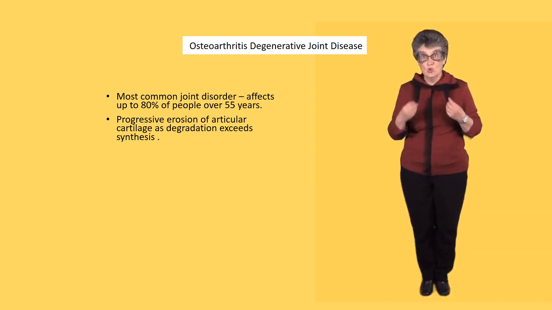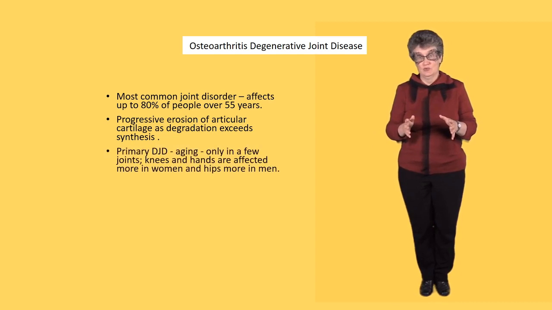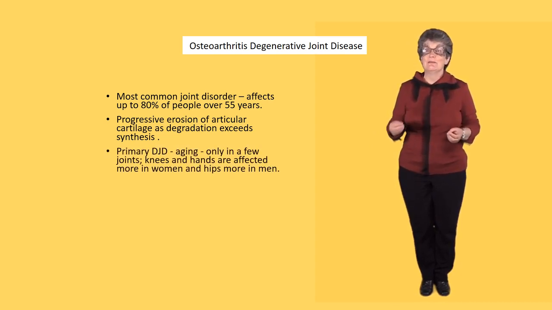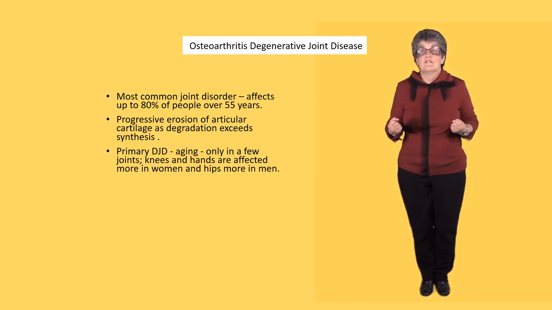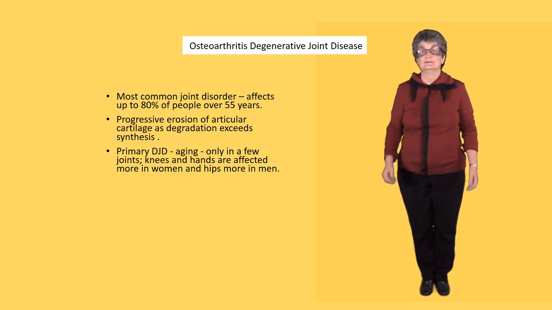There are two kinds of degenerative joint disease, i.e. osteoarthritis. The first is primary degenerative joint disease. This happens with age, and it affects only a few joints, the weight-bearing joints, for example, the knees and the hips. In women, the hands can also be affected.